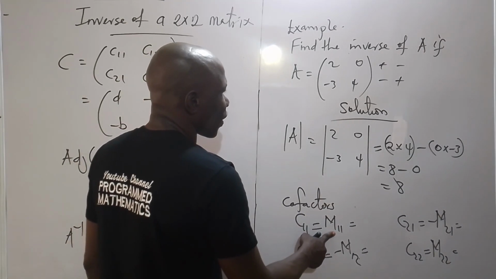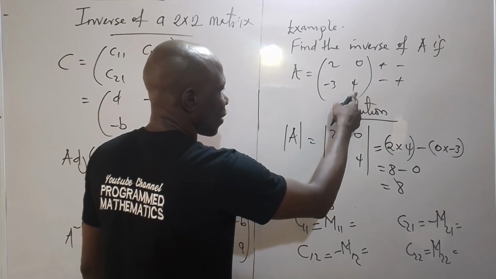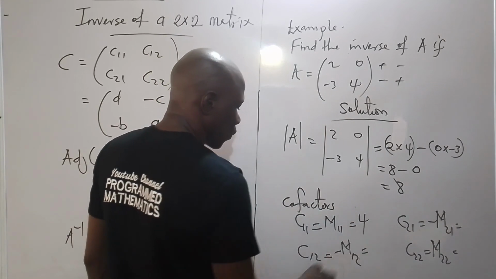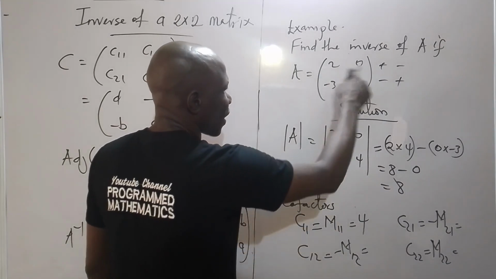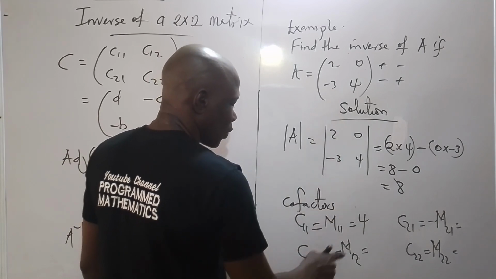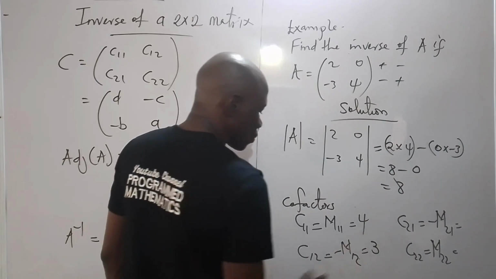M11 means first row, first column deleted. First row, first column deleted, we are left with 4. So this gives us 4. M12, first row, second column deleted, we have minus 3 left. But because of the minus sign here, minus times minus 3 will give us plus 3.